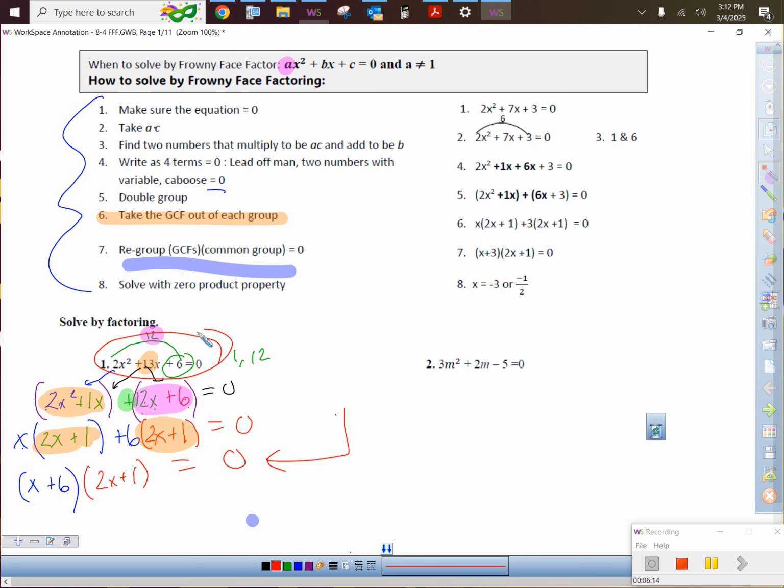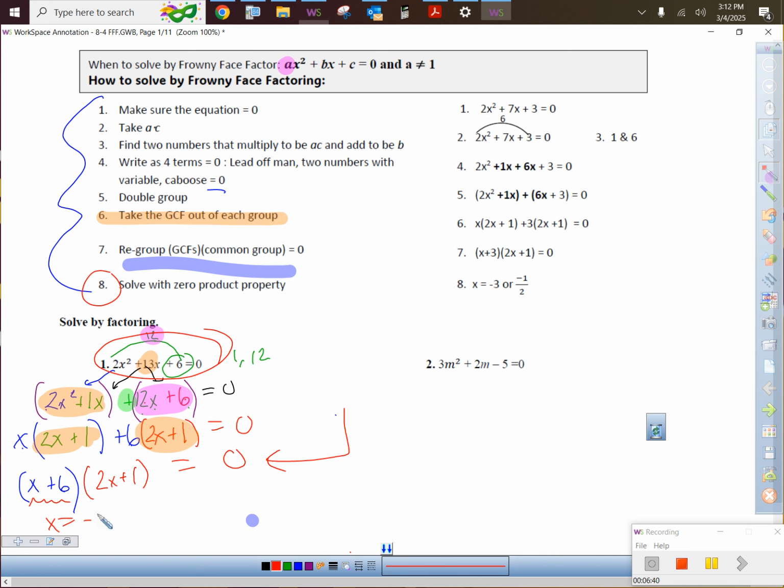We factored that by Frowny Face Factoring. If I were to multiply this out, I would get 2x squared plus 1x plus 12x plus 6 back, and that simplifies to be this. But see, we're still not done because this is an equation. They want us to solve with the zero product property. So what value of x makes that 0?